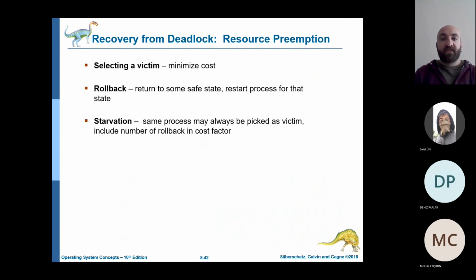To eliminate deadlocks using resource preemption, we successively preempt some resources from processes and give these resources to other processes until the deadlock cycle is broken. If preemption is required to deal with deadlocks, then three issues need to be addressed: selecting a victim, rollback, and starvation. So we have to select a victim to minimize our cost, and we have to create a rollback mechanism to return to some safe state and restart the process from that state. And the last one, we have to be careful about starvation.